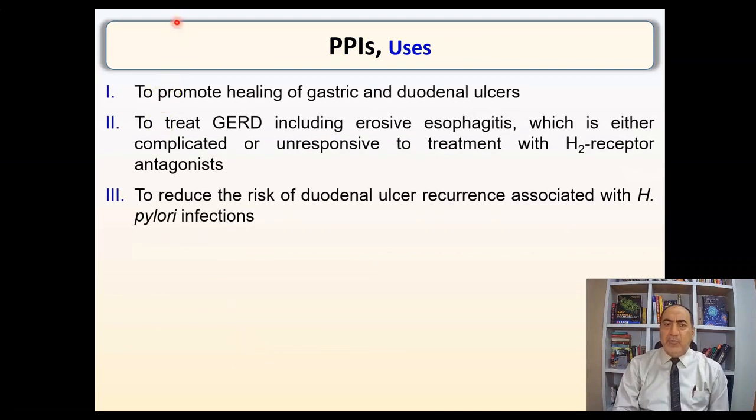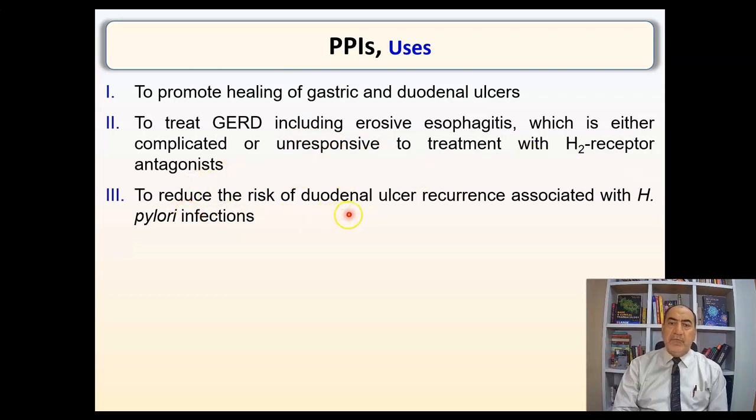Uses: to promote healing of gastric or duodenal ulcer, and to treat GERD, gastroesophageal reflux disease, where the acid goes up through the cardiac sphincter to the esophagus, okay. It can even cause erosive esophagitis, which, if not treated, can develop into Barrett's esophagus, which may, God forbid, culminate into esophageal adenocarcinoma, okay? They are used for this when it's unresponsive to H2 blockers.